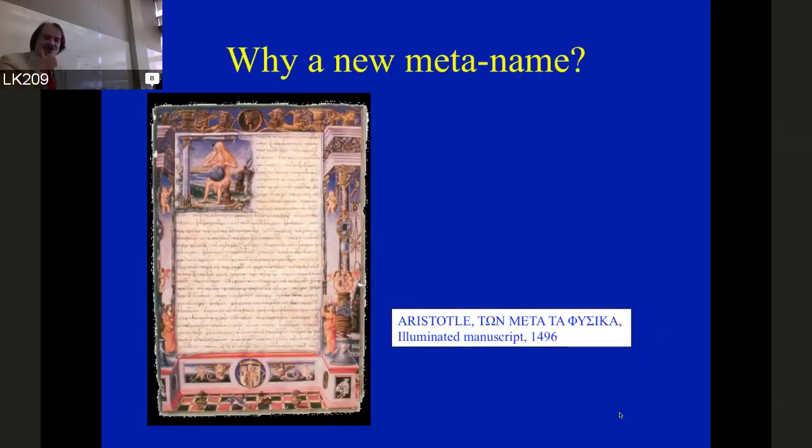Why a new meta name? So this is an illuminated manuscript from 1496. It's Aristotle, Ton Metata Physica. So this is metaphysics. And why metaphysics?